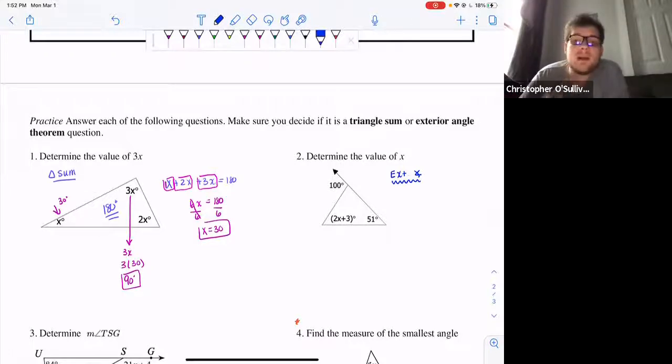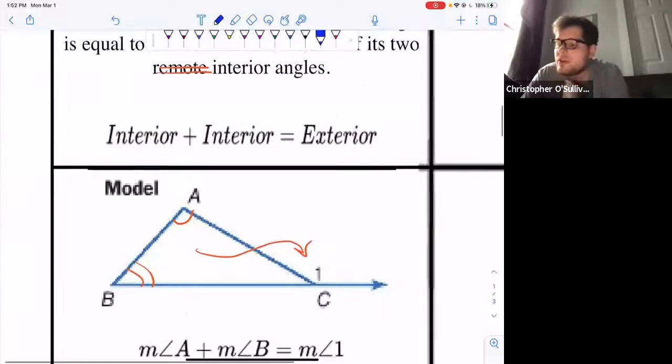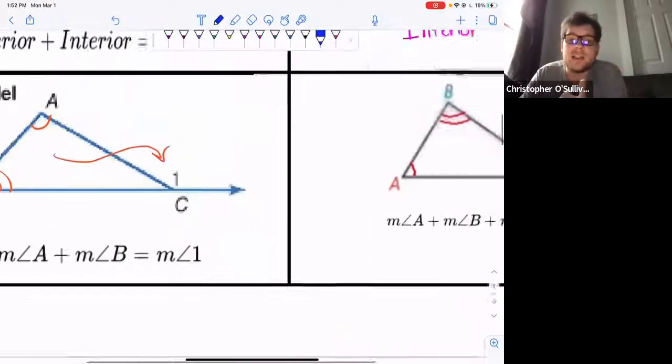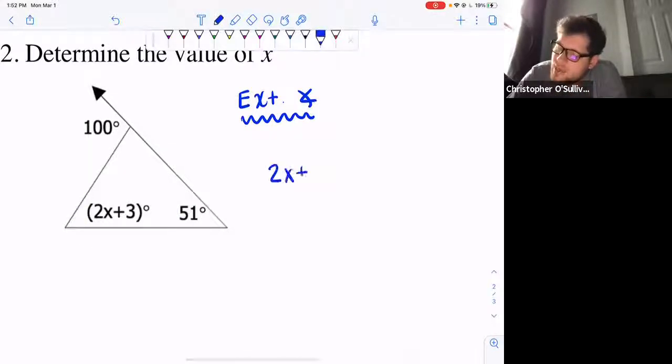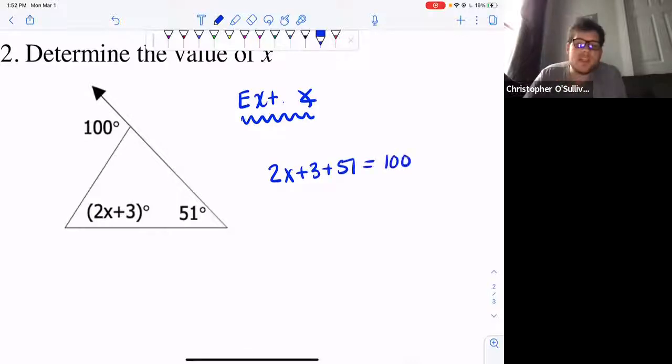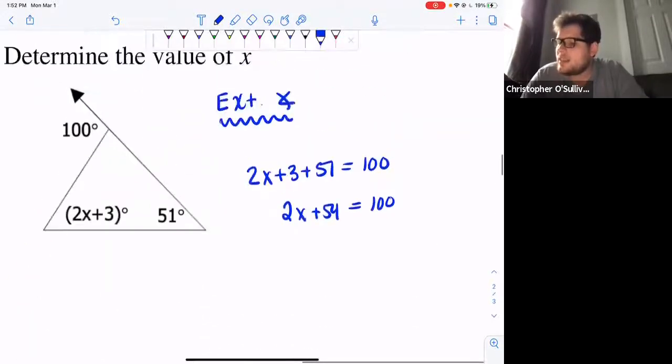So ladies, the way we set up our exterior angle theorem, from before, is interior plus interior is equal to your exterior. So what Miss C is saying is that you have 2 interior angles, the 2x plus 3 and the 51. I'm going to add them up and set them equal to 100. So the first thing I do is combine my like terms, and in this case, my like terms are 3 and 51, and 3 plus 51 is 54. So I have 2x plus 54 equals 100. And I did that by combining my 3 and my 51.